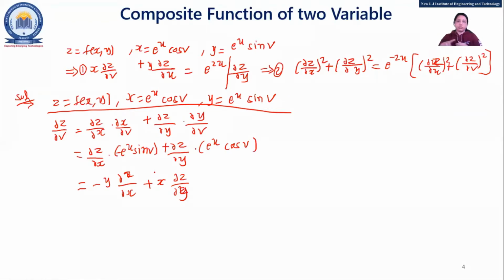Okay, fine. So where we are, we need to find out this. We want to prove this first one. So with del z by del v, we will be having what? X into del z by del v. So how is it supposed to be there? Minus xy del z by del x plus x square del z by del y.